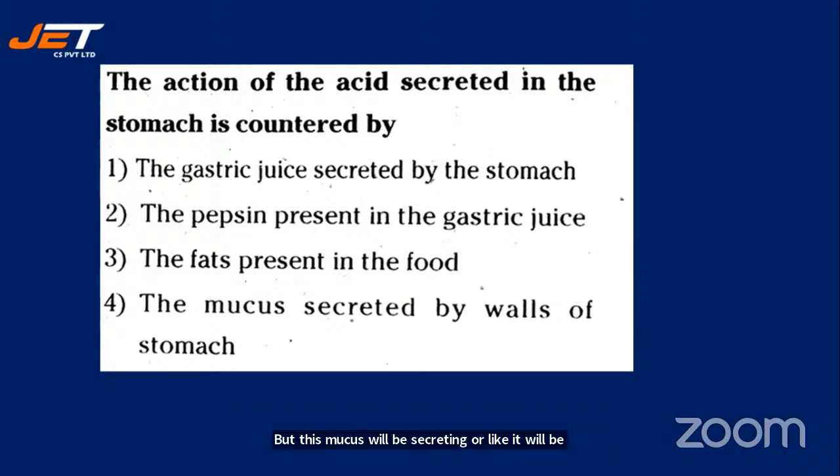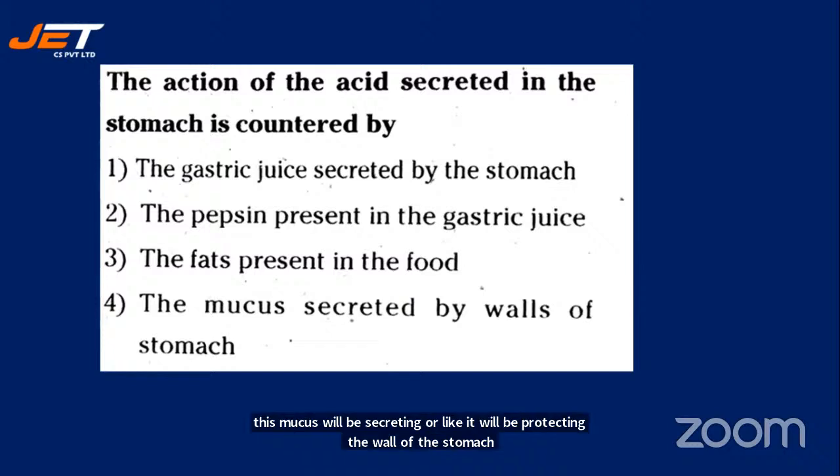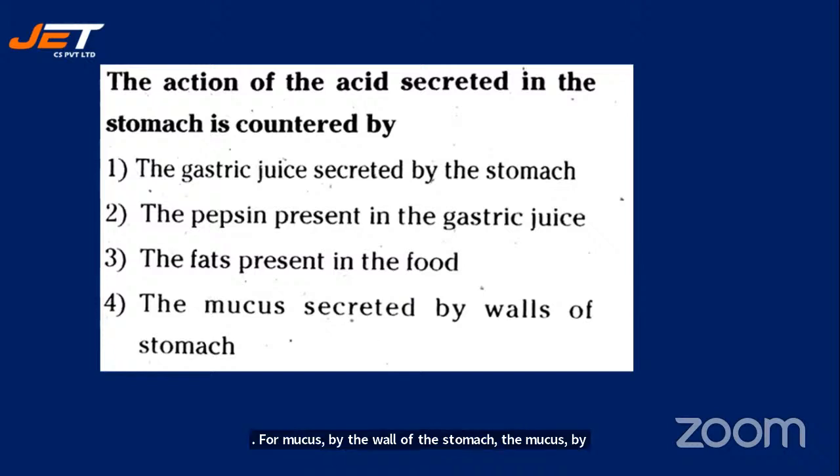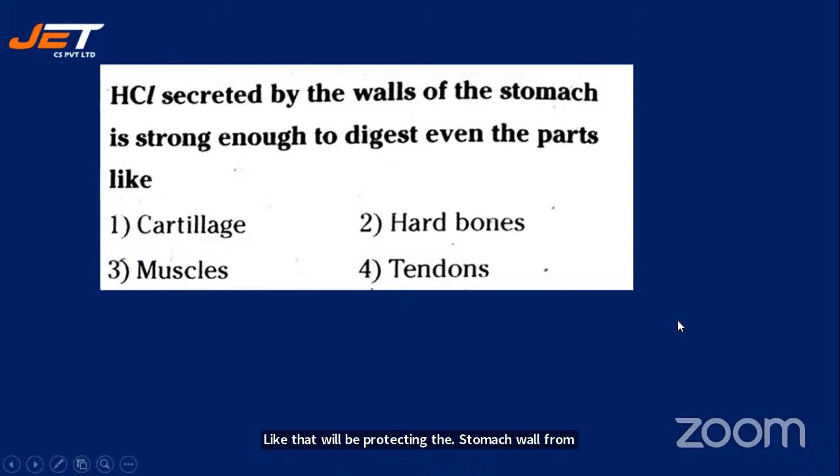So mucus secreted by the walls of the stomach will be protecting the stomach wall from the acidic nature of hydrochloric acid. As I told you, it is option 4. Then HCl secreted by the walls of the stomach is strong enough to digest even the parts like... So we will be eating a lot of food, isn't it? Even that, the hydrochloric acid is able to digest these hard components of the food like cartilage, hard bones, muscles, and tendons.